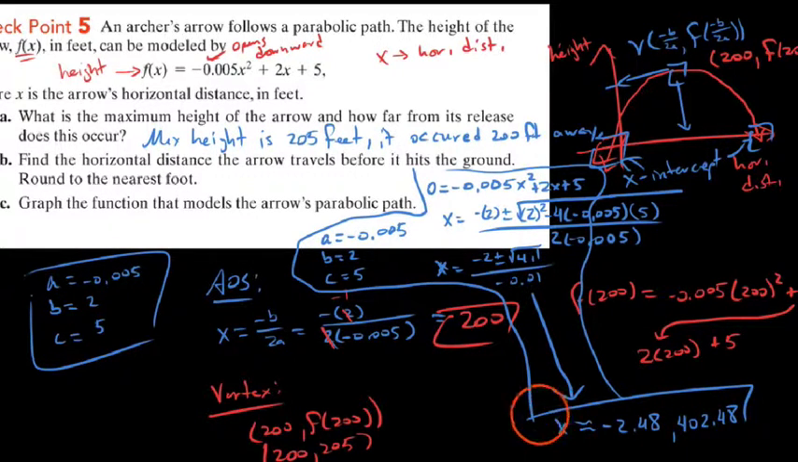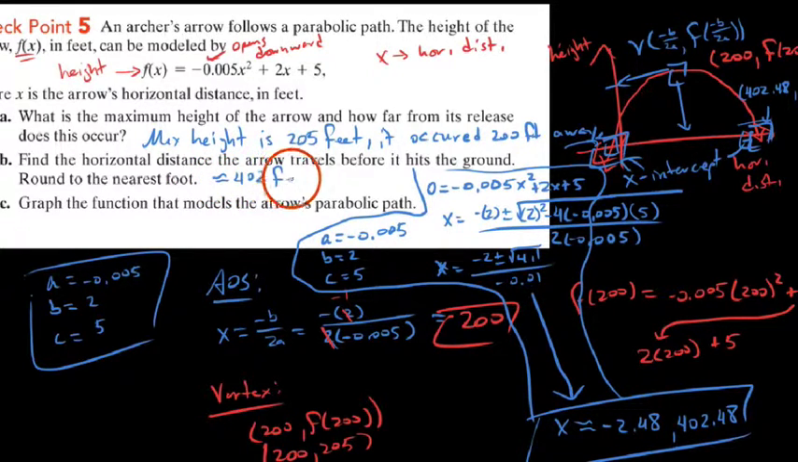If you're asking why we got 2 answers, well, one of our answers occurred before the experiment started. Our other x-intercept was 402.48 feet away. So 402.48 comma 0, that's the distance we're looking for here. Rounding to the nearest foot, I would say that that's approximately 402 feet.